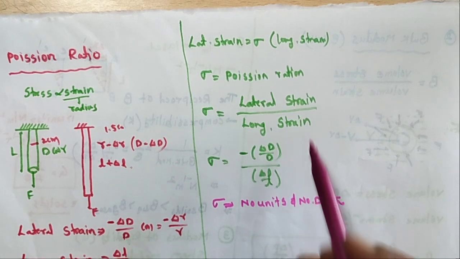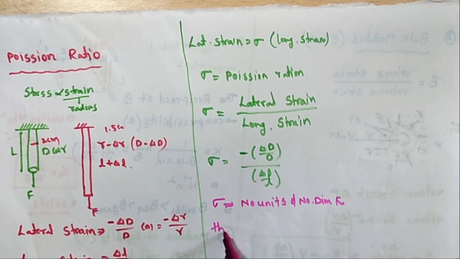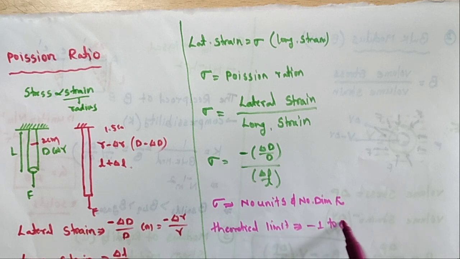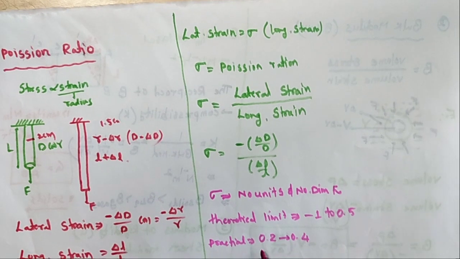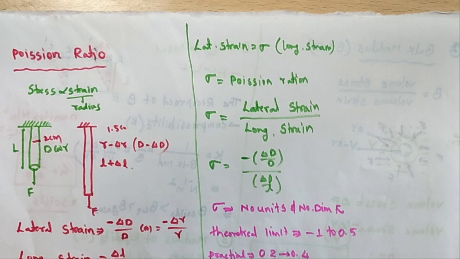But in the theoretical limit, it has some values. What is the value? Minus 1 to 0.5. But for practical purposes, you can generally take between 0.2 to 0.4. What is the Poisson ratio value for practical purposes? 0.2 to 0.4.